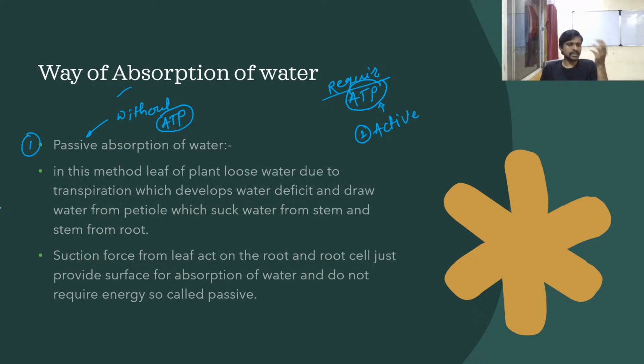There is always some energy; we know that diffusion pressure acts as energy in passive absorption. And when it is active, it is definitely against the concentration gradient, and it requires ATP for the movement. In this method, the leaf of a plant loses water due to transpiration, which develops a water deficit, and draws water from the petiole, which sucks water from the stem, and the stem from the root.